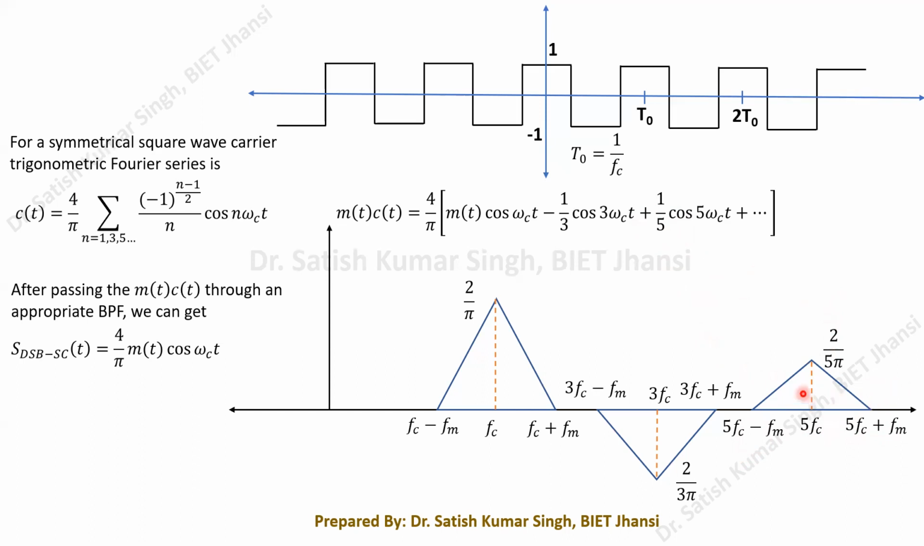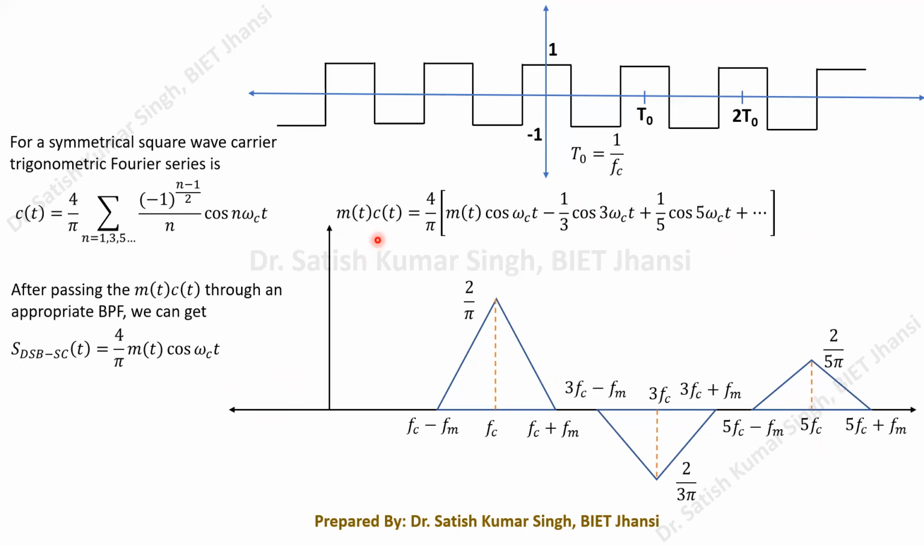The thing is that its height is going to reduce as we go on plotting the higher odd harmonics, because they are all odd harmonics: 3 omega c, 5 omega c, 7 omega c. So its magnitude is going to be reducing. The same image you can also plot at the other side, the mirror image at the negative frequency side. So this is the spectrum of this particular m(t) into c(t).